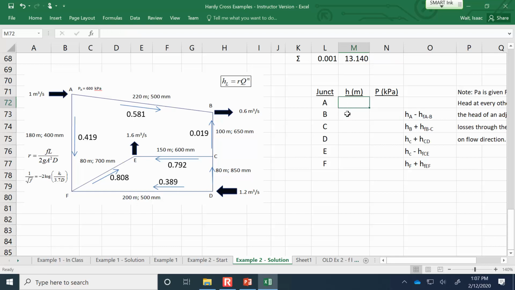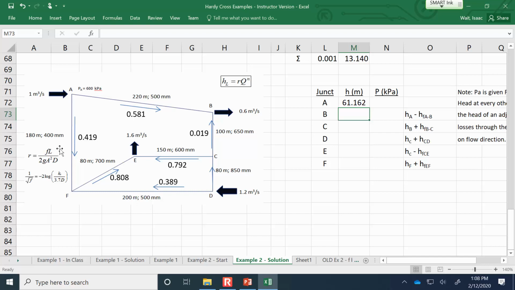So we can calculate the head at each of the junctions, and at A, the head is the pressure, 600 kilopascals divided by unit weight, 9.81 kilonewtons per cubic meter. So there are 61.162 meters of head at junction A.